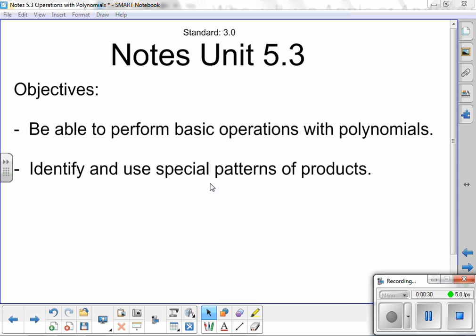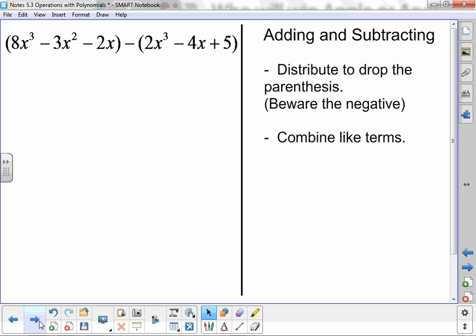After that, we're going to identify some special patterns we can use for products. So basically, when you multiply two polynomials, depending on what they look like, sometimes you can use a special pattern as a shortcut. But keep in mind that it only works sometimes. So if it doesn't meet the special pattern requirements, then you're going to have to go back to just the regular old ways I'm about to show you. All right, so let's get started.